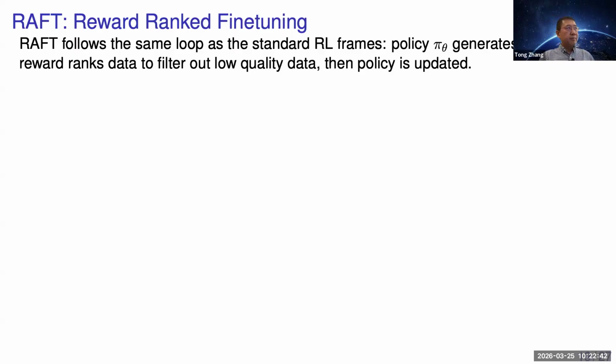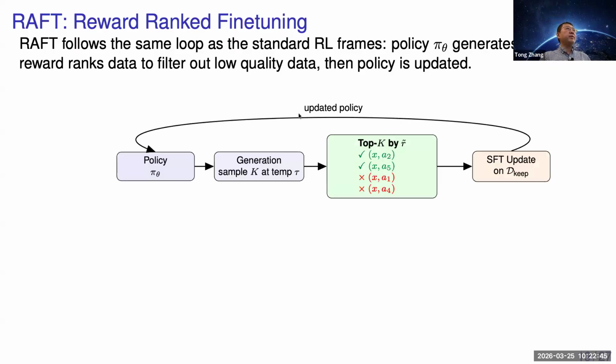I hope that's clear. Again, this one assumes you have a reward model, right? The policy generates k samples at some temperature, and then you do top k. Actually, maybe it should be one, and I will change that a little bit. Essentially, you generate the k samples, pick the top one of these k samples, and then you do your SFT update.